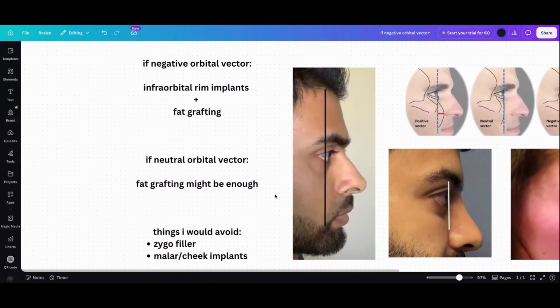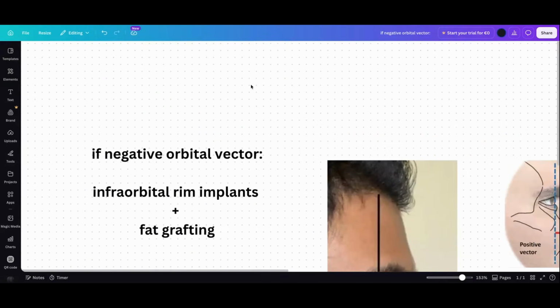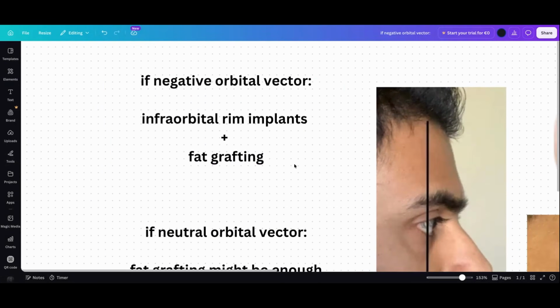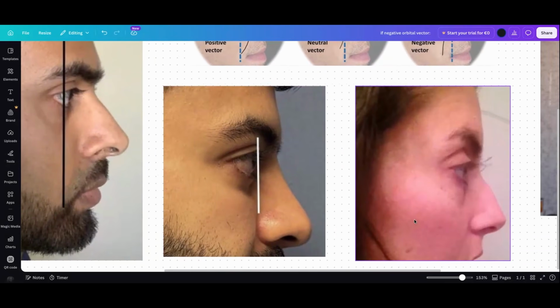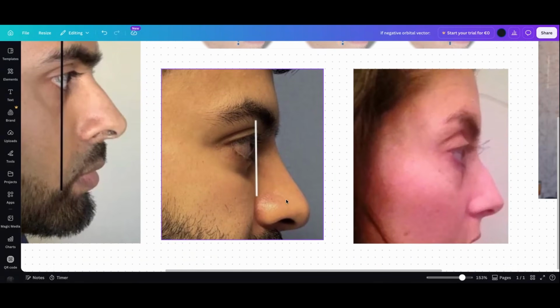So here's how you actually fix it. Different people have different takes, but here's how I would fix it. Number one, if you have a negative orbital vector, I think the best idea is to use both infraorbital rim implants and fat grafting. Because usually when people have negative orbital vectors, they have both a lack of bone projection and also of soft tissue. But you don't want fillers here because they can migrate. This is an especially bad area if you want to put hyaluronic acid fillers.